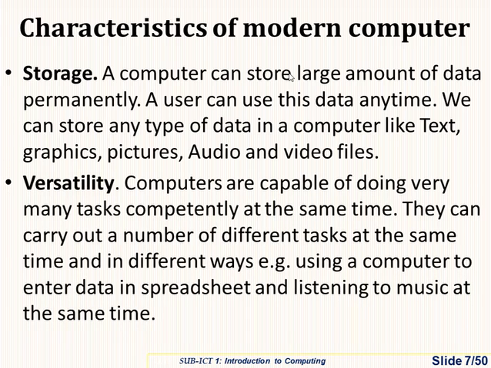Versatility. Computers are capable of doing very many tasks competently at the same time. They can carry out a number of different tasks at the same time and in different ways. For example, you may be typing in the computer, and at the same time, you may be listening to music using that very computer. So that means that computers have the ability of performing more than one task at a time.